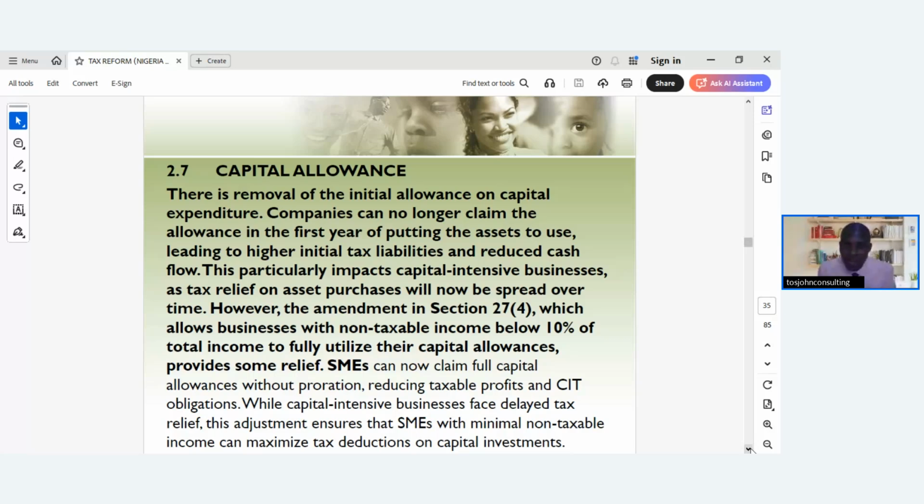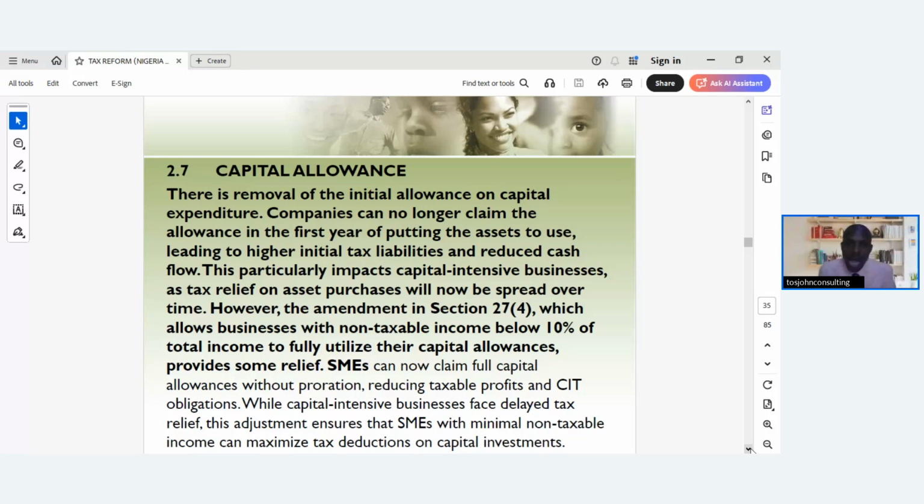It is an allowance given in lieu of depreciation. So there is removal of the initial allowance on capital expenditure. What we have in the current tax we are using is that we have initial allowance and we have annual allowance. But NTA has removed initial allowance. And what is initial allowance? Initial allowance is an allowance that is given first in the lifetime of that asset. It is given just once in the lifetime of that asset, but NTA has removed it. So we just have the annual allowance that will be claimed on a yearly basis.